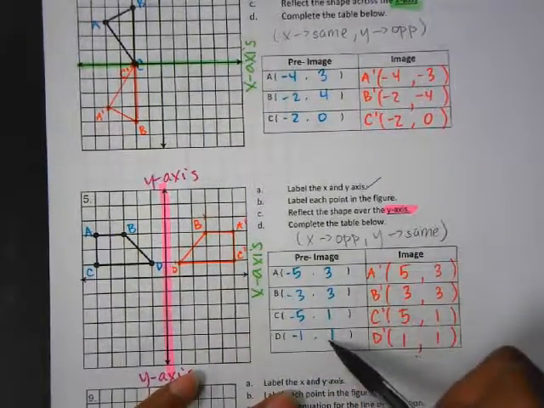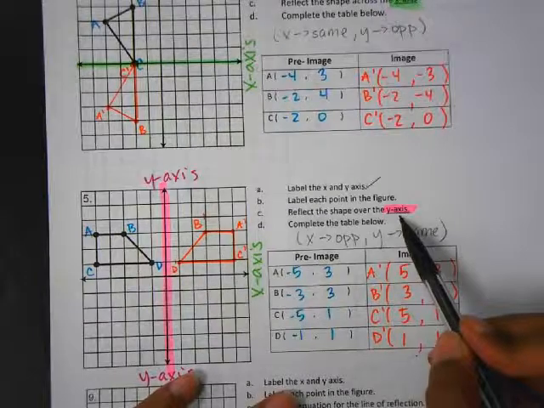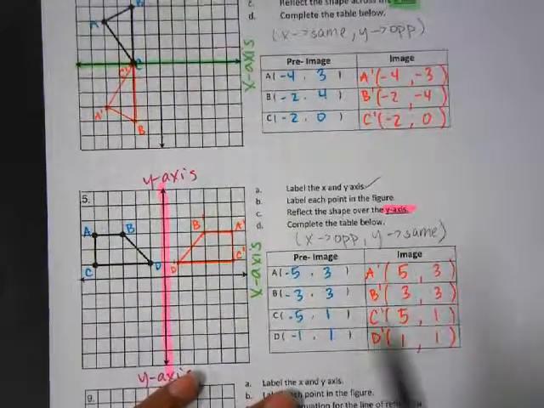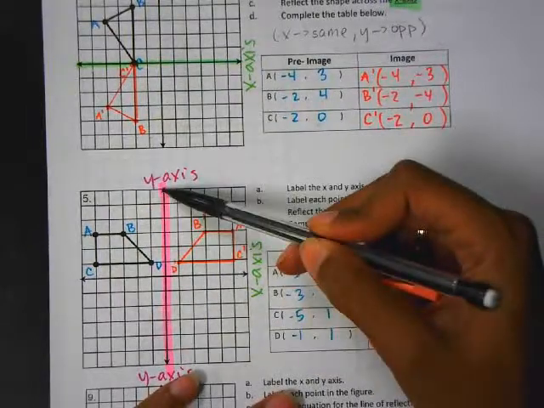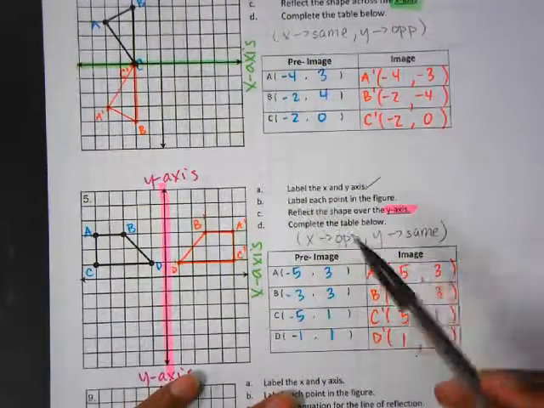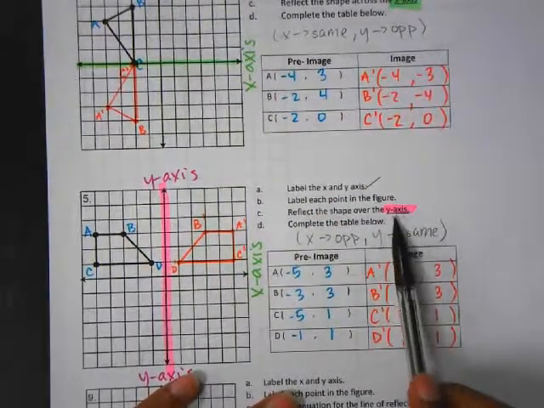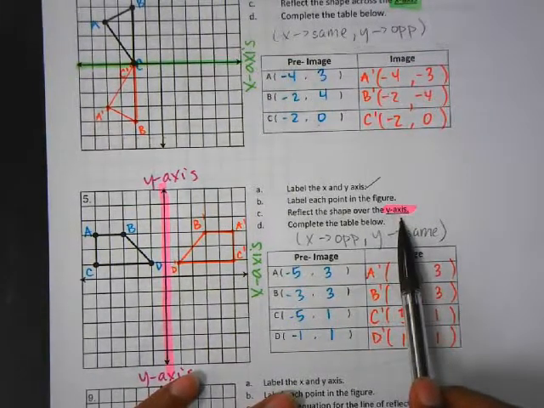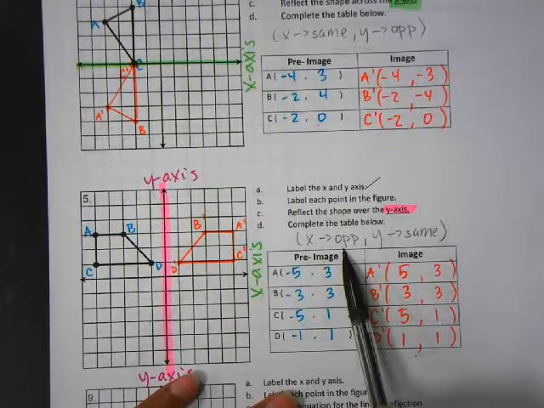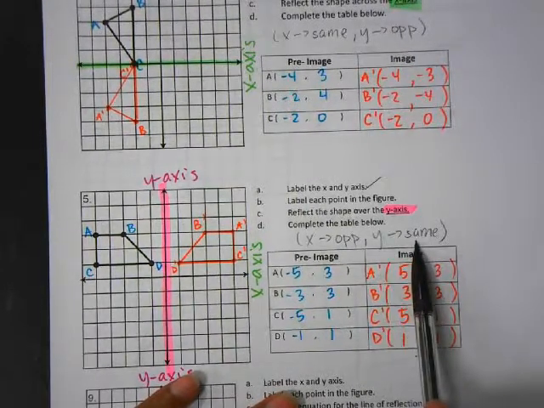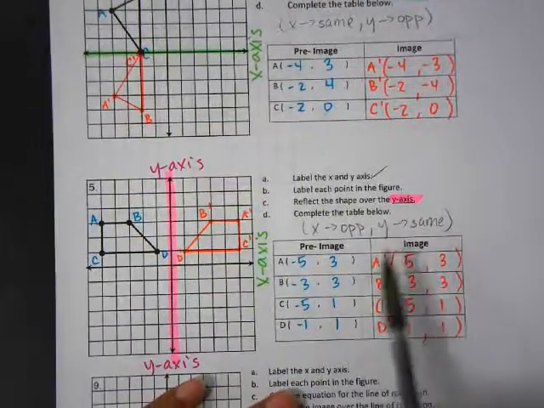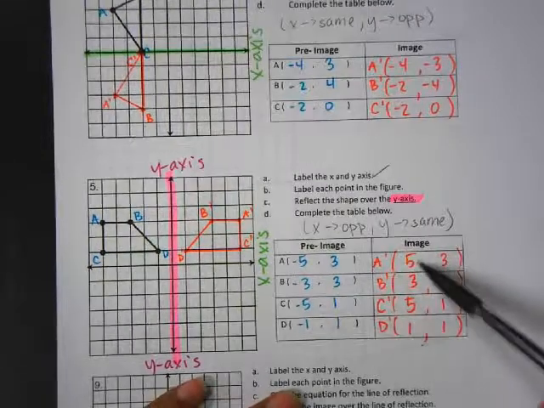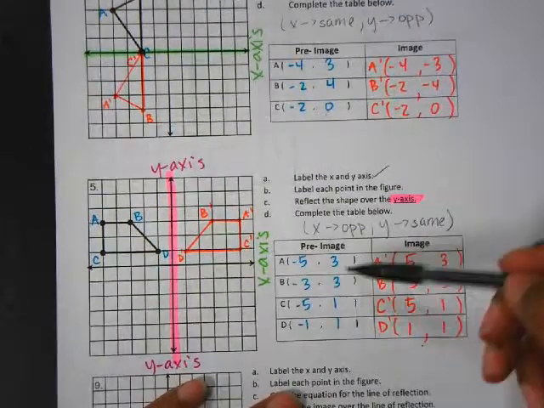And this one's different from the other ones because we're reflecting it over the y-axis, which is why I highlighted the y-axis in this one. Now, the rule for reflecting over the y-axis is, if you reflect over the y-axis, the x's become their opposites, but the y's stay the same. So every x became its opposite, and every y stayed exactly the same.